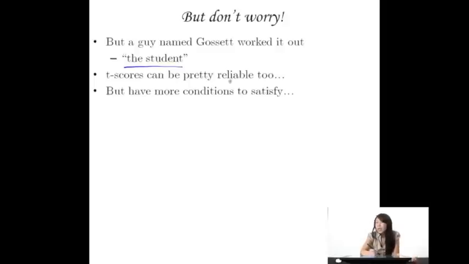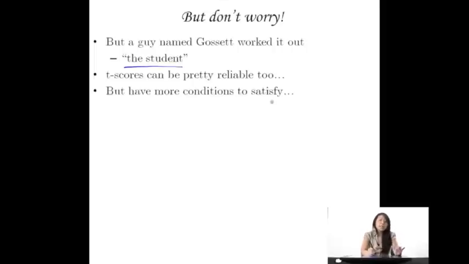Now, here's what Gossett found. Gossett found that the T distributions can be reliable too. You could know about them. It's just that you need more information than you need for the Z distribution. For Z distribution, you don't need to know anything. You just need to know Z, and it'll give you the probability. That's it. Life is simple. T distributions are not that simple, but not that complicated either.